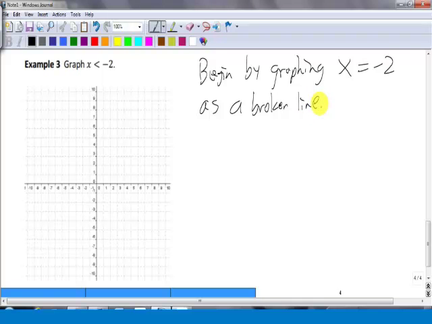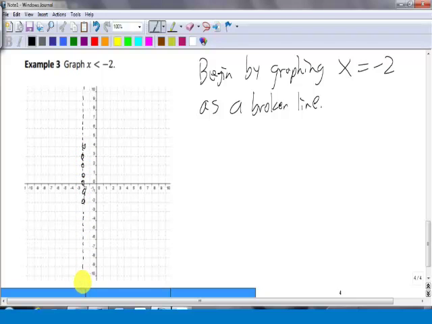And are we all comfortable with this point that x equals -2 is going to give us a vertical line? Just plot a bunch of points that all have x coordinates of -2, like (-2, 0), and (-2, 1), and (-2, 2), and (-2, 3), and (-2, 4), and (-2, -1), and (-2, -2). Just plot as many points as you can that have an x coordinate of -2, and you realize, oh, it's the set of points that are exactly 2 units to the left of the y-axis. So connect them with a broken line.